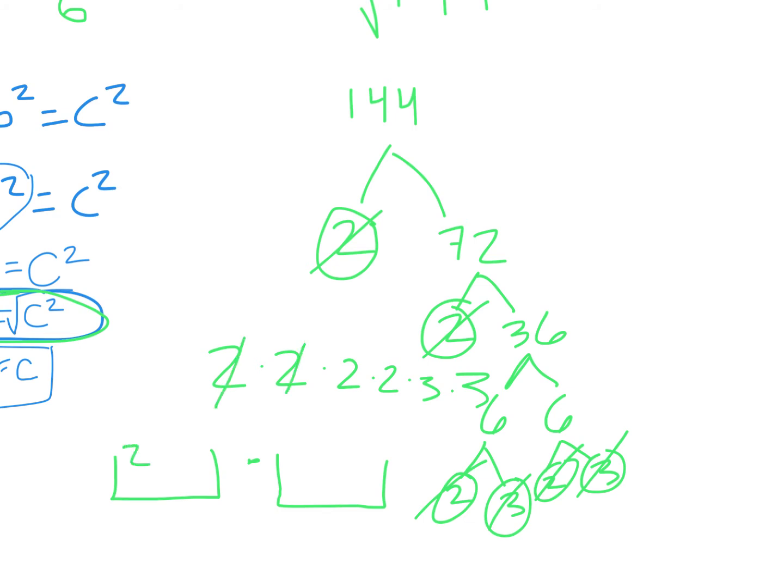I'll put a 2 here. I'll put a 2 here. I'll put a 2 here. I'll put a 2 here. I'll put a 3 here. And I'll put a 3 here. I've used all of them, and I have two identical buckets, 2 times 2 times 3.